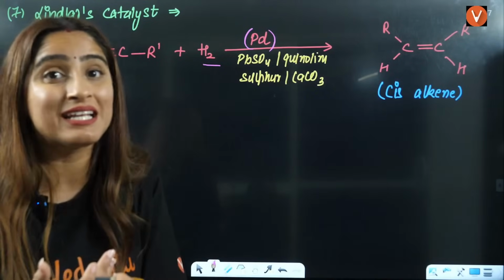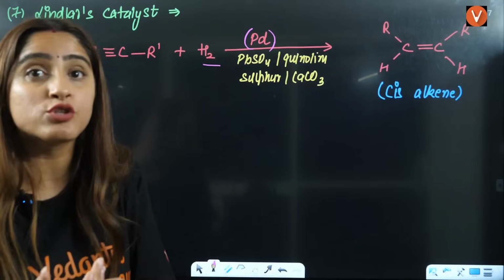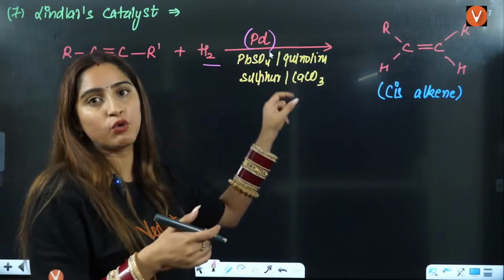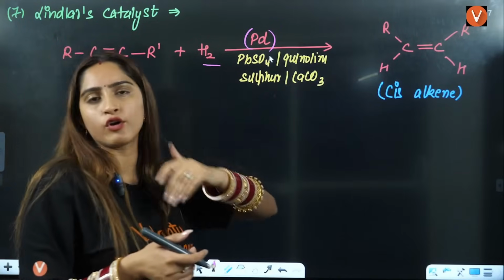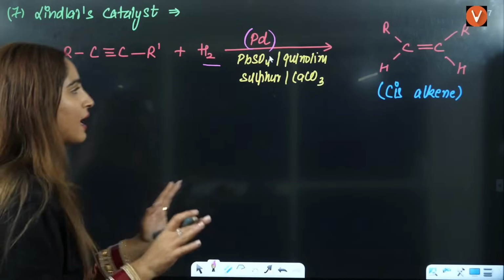We don't want to have alkane. We want to have alkene. To stop this reaction at the alkene, we will use a poison, that is PbSO4, or you can use quinoline, or you can use sulfur or CaCO3, whatever it is there. Okay.